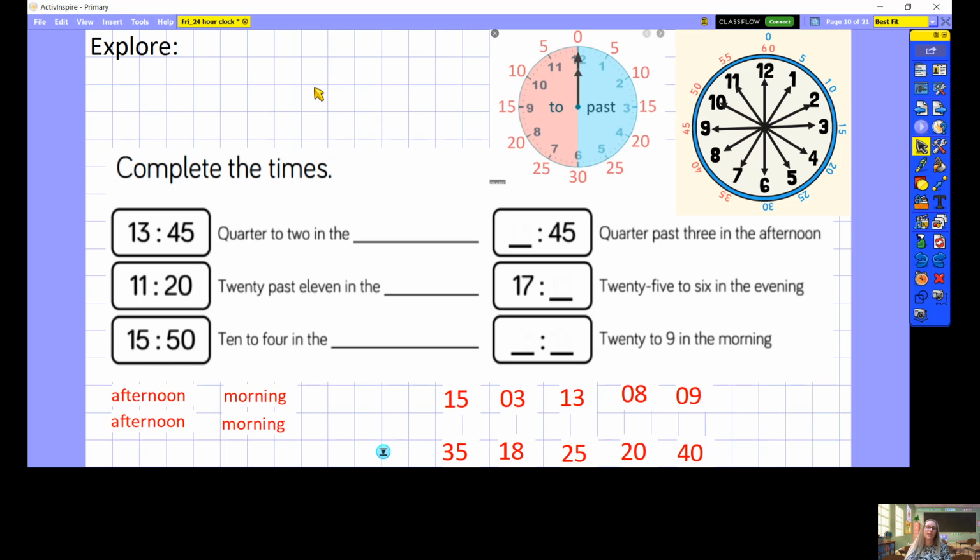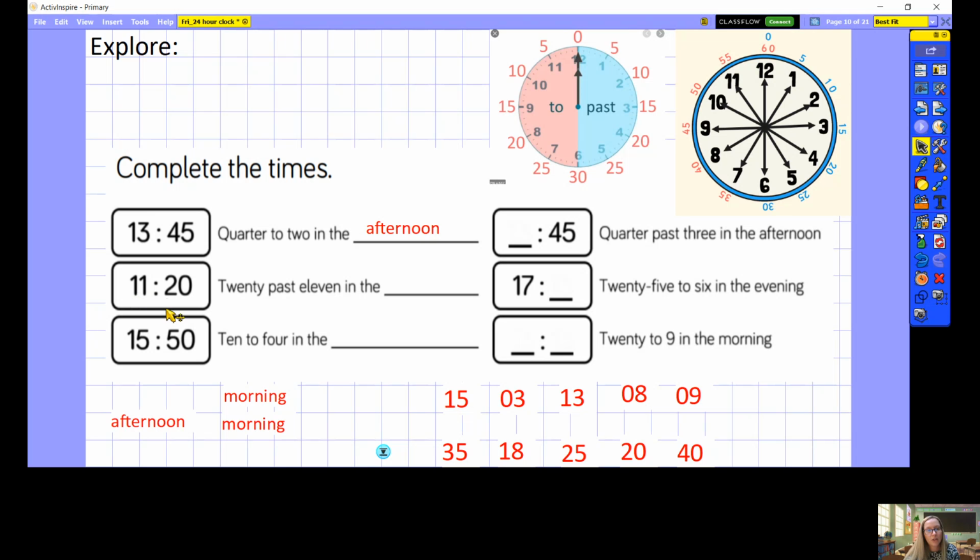Okay, so let's complete the times here. So we've got some times here, and we need to work out if they are in the morning or in the afternoon. So this says 13:45. Now, because the time is 13, if you remember right back at the start of the lesson, we looked at times after 12 o'clock at lunchtime. We start counting up from 12 up to 23 in the 24-hour clock. So 13 would be after 12 o'clock in the afternoon, after lunchtime. So it would be in the afternoon. So it's 1:45 in the afternoon.